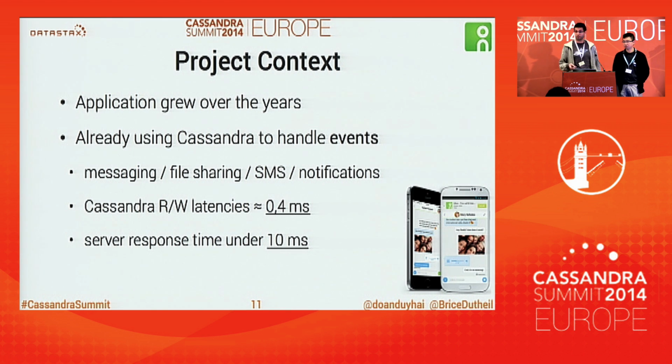It shows pretty good figures. The latency of Cassandra is always sub-millisecond, which is very good. And our response times are under 10 milliseconds, which is very good for a mobile network.